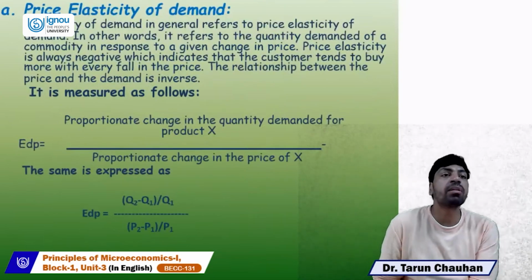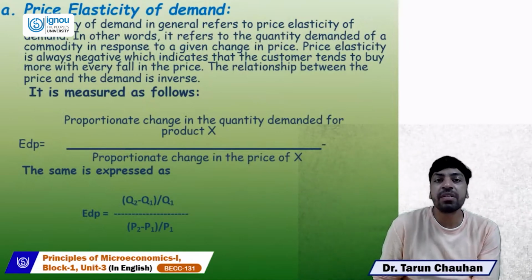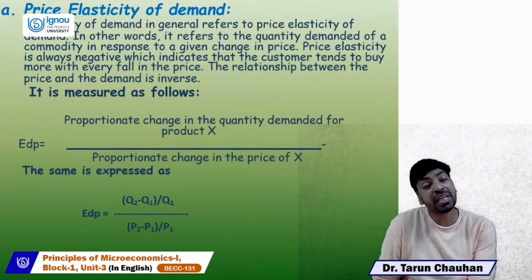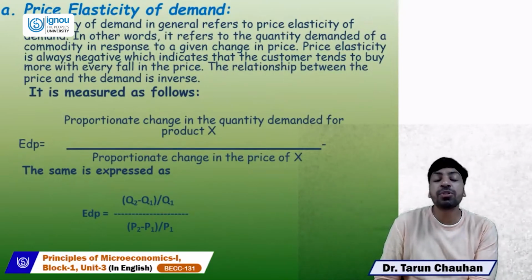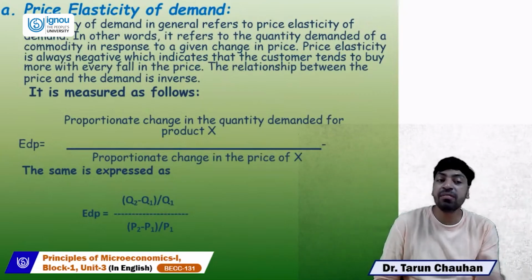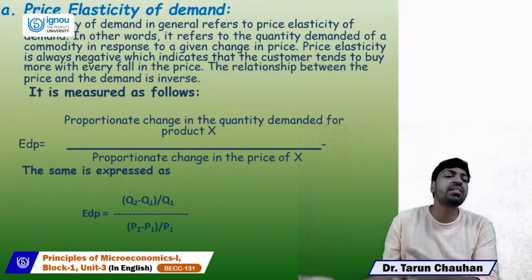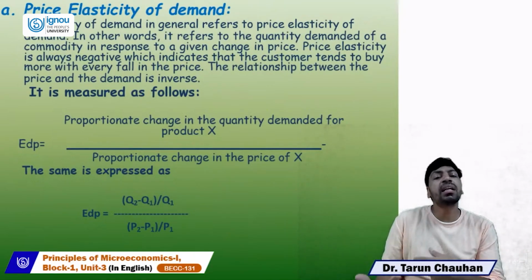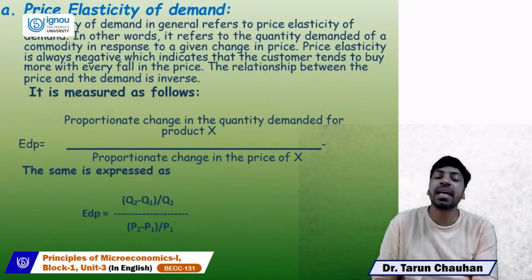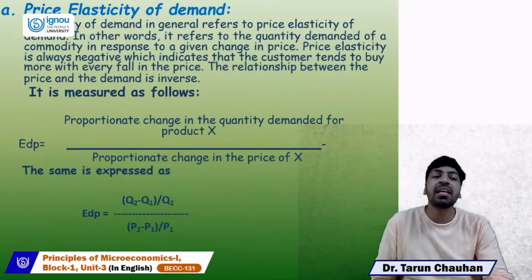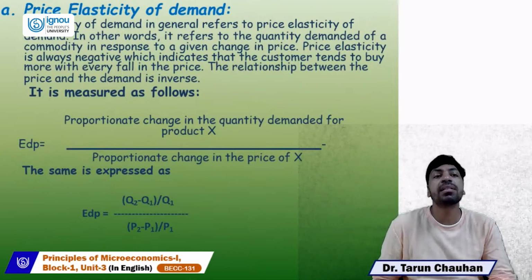So let's talk about the price elasticity of demand. Price elasticity of demand refers to a ratio of a proportionate change in quantity demanded due to a proportionate change in its price. So if there is a change in the price of product X, Y, or Z, then automatically there will also be a change in its quantity demanded. And if it happens, it's called price elasticity of demand.